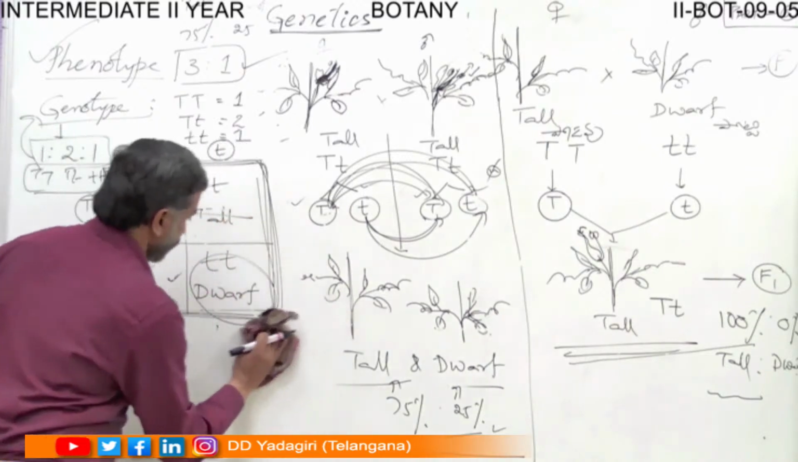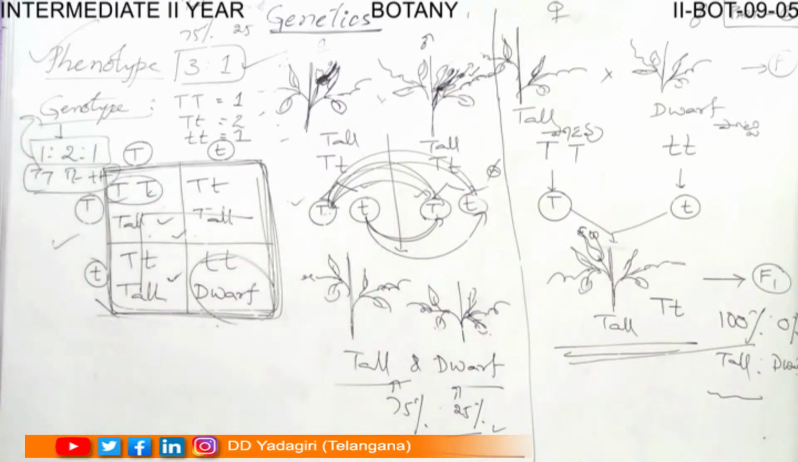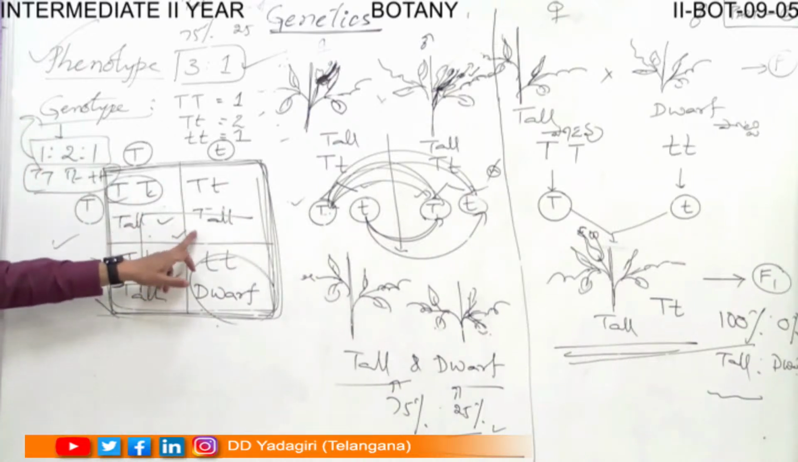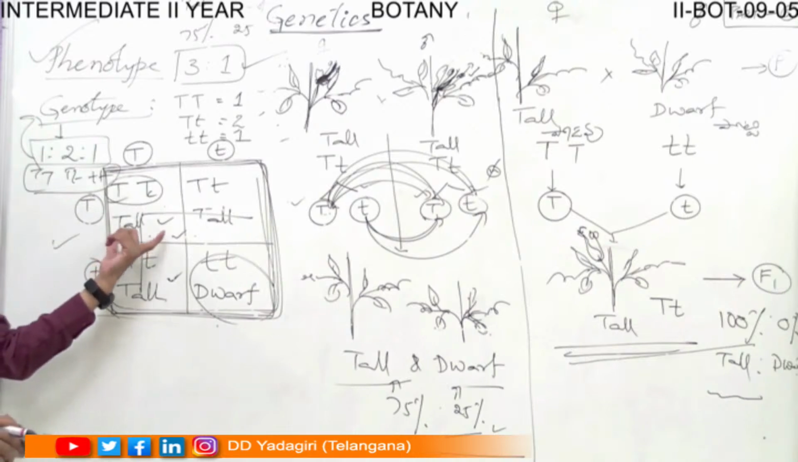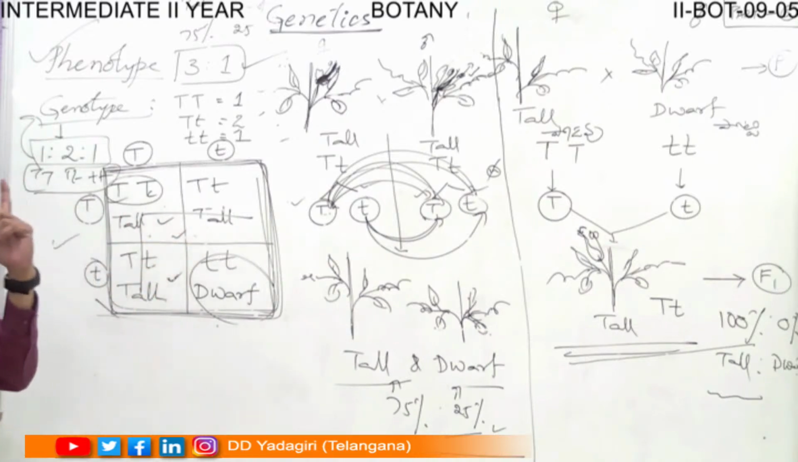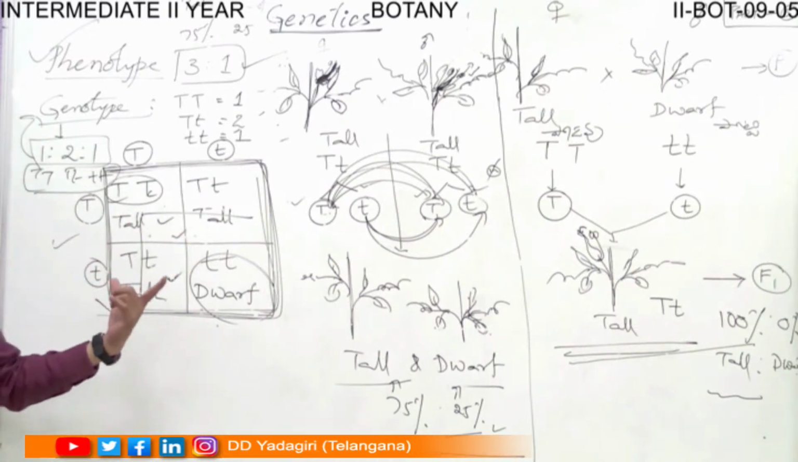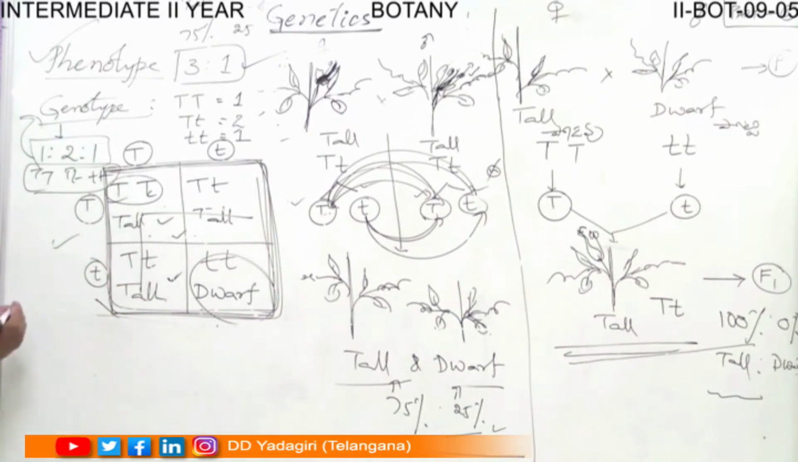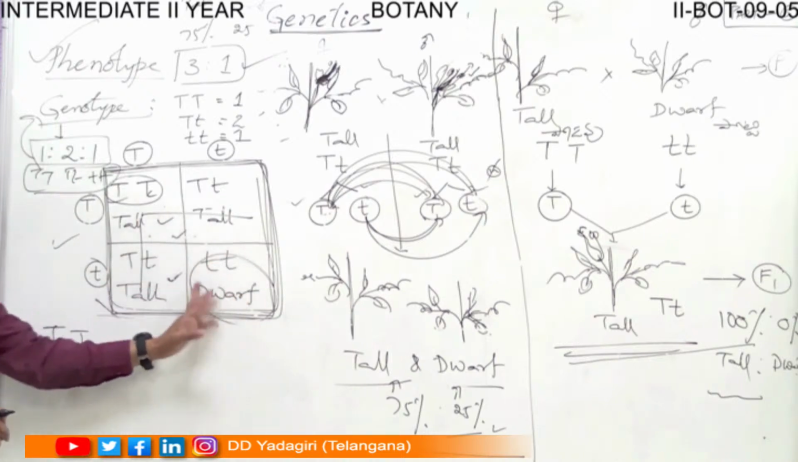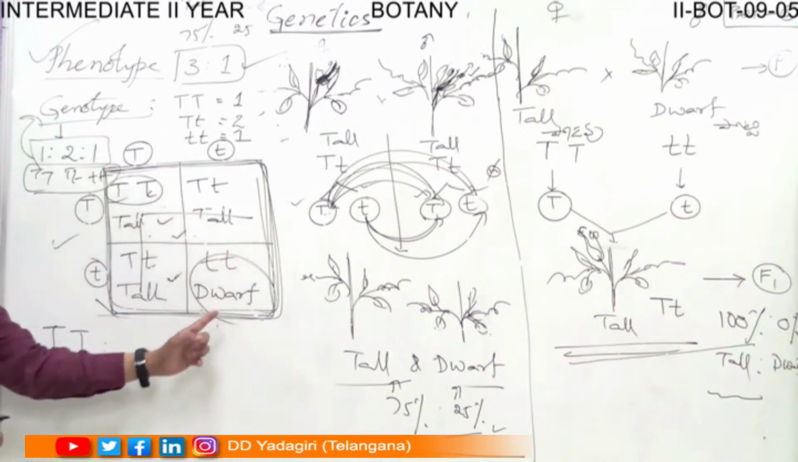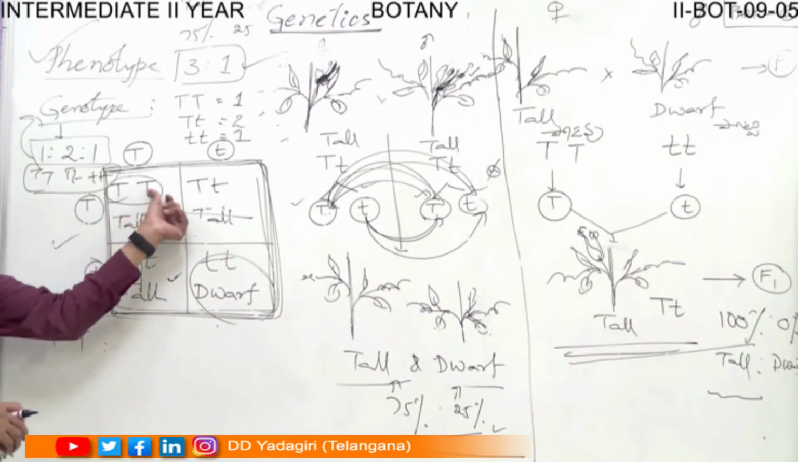What is the probability of occurrence of tall plants in the F2 generation? See, the tall plant genotype is capital T, capital T. Probability is nothing but the likelihood of occurrence of an event. There are 4 chances here. Out of these 4 chances, the occurrence of capital T.